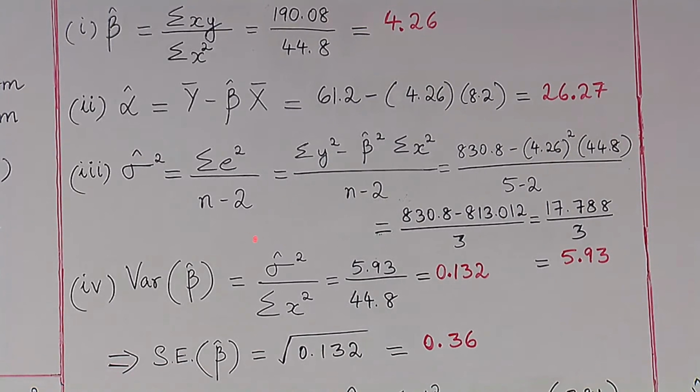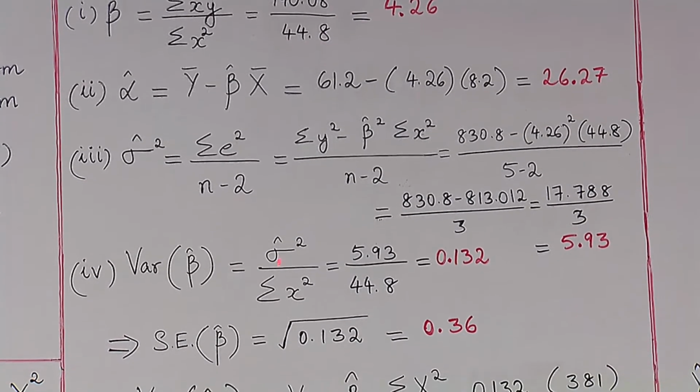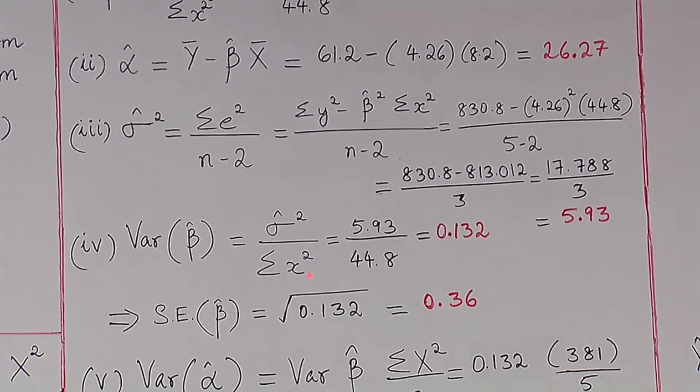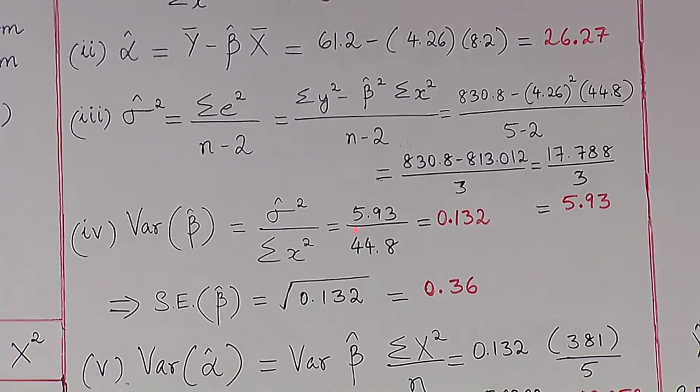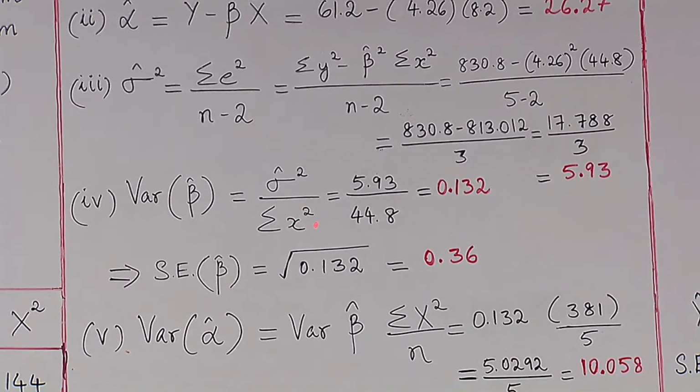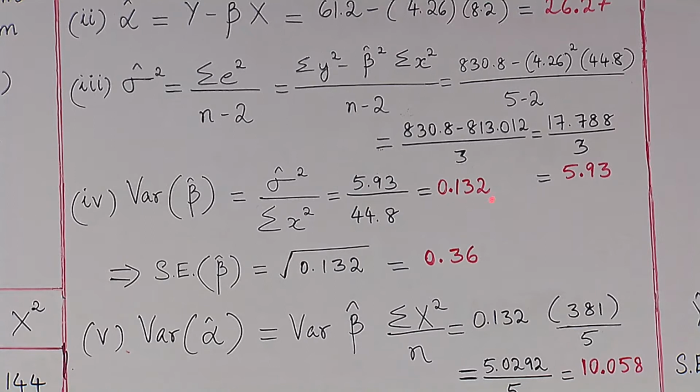Utilizing this variance, we are going to compute the variance of beta hat. Variance of beta hat is equal to sigma hat square by sigma small x square. As computed earlier, sigma hat square is 5.93 and sigma x square in this case is 44.8. On division, 5.93 by 44.8 gives us 0.132. So, 0.132 is the variance of beta hat.